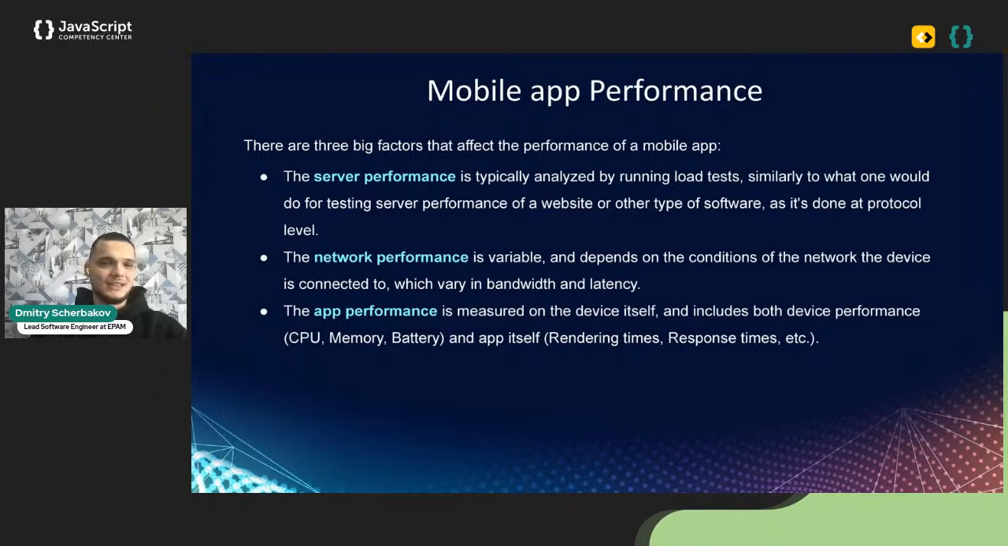And basically the app performance. This is the main thing we're gonna talk about today. The app performance is measured on the device itself and includes both device performance, which is CPU, memory, battery, and the app itself, which is rendering time, response time, and its actions.